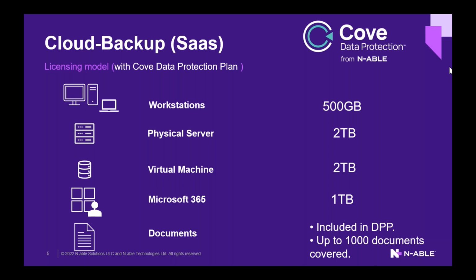What else? Well, there's also a feature that is included in the Cove Data Protection plan. It not only offers you more capacity and lower cost, but it also includes Cove Documents for up to 1,000 documents covered with the plan. So this is already included once you have this plan on your quota. All right, perhaps we can go to the next slide, Harley.